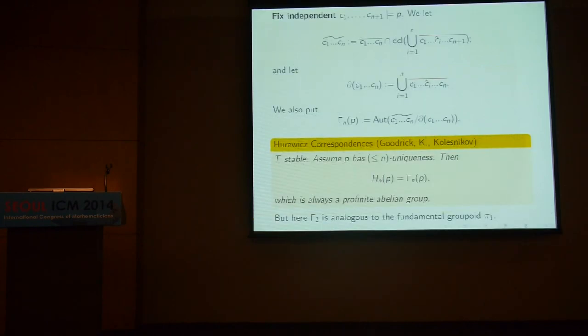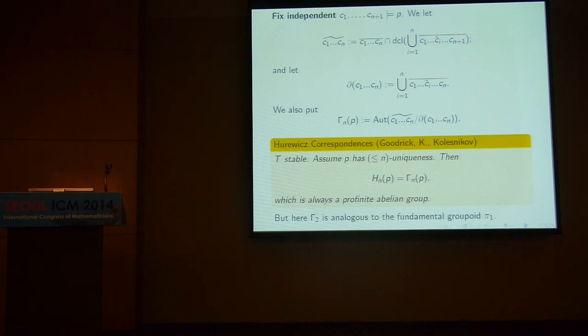Okay, so what is the Freiman correspondence? Now fix the stable theory, fix this 1 up to n plus 1 independent realization of P. Then the tilde set is like that, and the boundary set is like that. And then we define this group, gamma sub n of P, which is permuting this tilde set while fixing this boundary set. And then the Freiman correspondence says that in T stable, if it has less than or equal to n uniqueness, then this homology group is actually isomorphic to this gamma sub n, which is always a profinite abelian group. So this is indeed very analogous to a homotopy group. So this connects the homology group together with the homotopy group. That's the reason why we name it the Freiman correspondence.